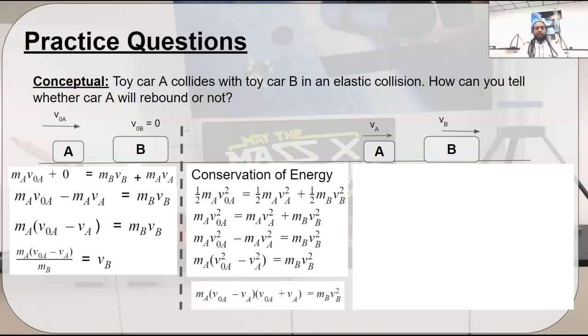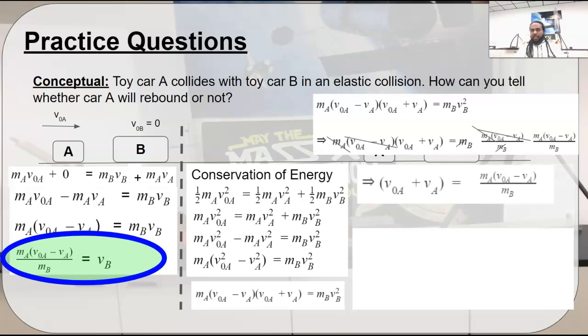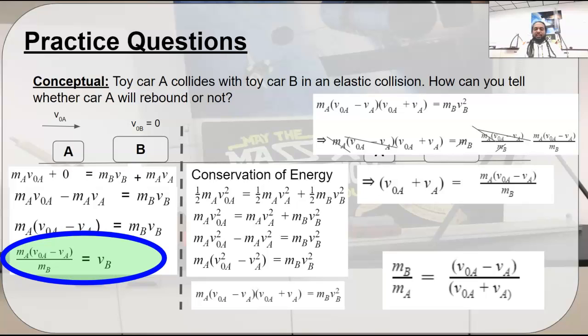We now have a system of equations. We have the same variables in two equations, one from conservation of momentum, one from conservation of energy. Interestingly enough, that VB that's being squared, we have an expression for it right there. So let's put that in. I'm just going to put that multiplied by itself and see what cancels. So MA is going to cancel there. This difference of terms is going to cancel there. And then one of the MBs is going to cancel there. And what we end up with is VOA plus VA is equal to MA over MB times VOA minus VA. Moving things around slightly, we get this relationship.